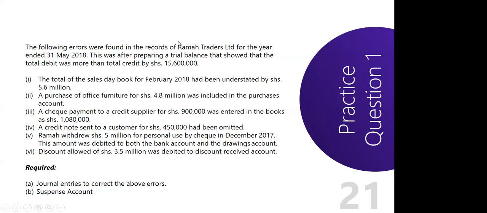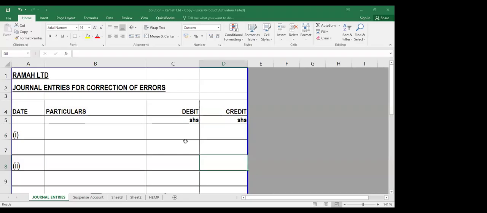Let me share the Excel and I show you how we are going to correct that journal. So for our answers, we shall have Rama Limited journal entry for correction of errors. So it's like your normal journal entry that we did, but this time it is just journal entries for correction of errors. We are not doing all the other journal entries.